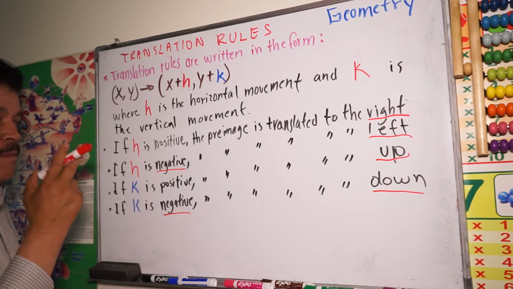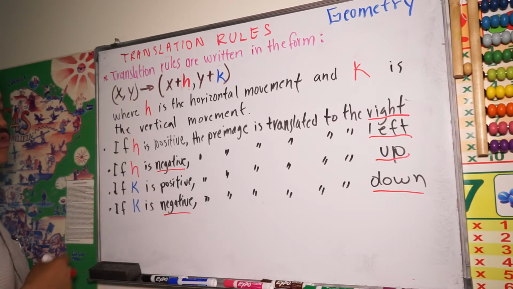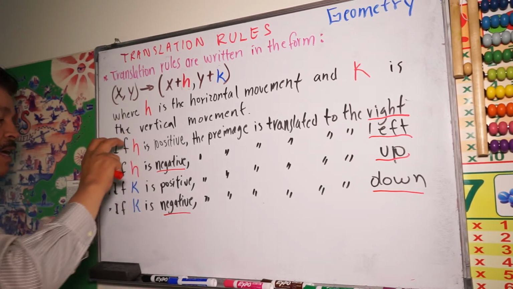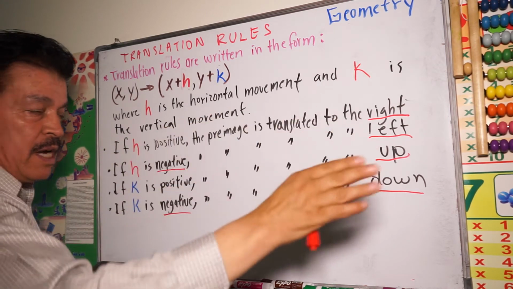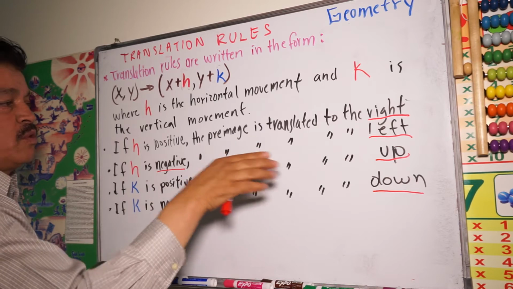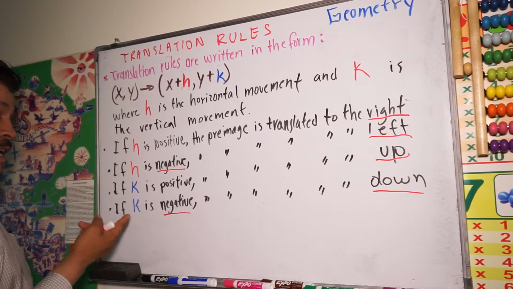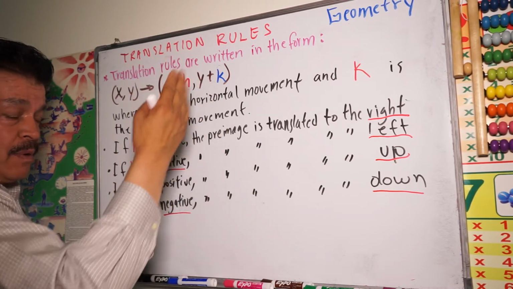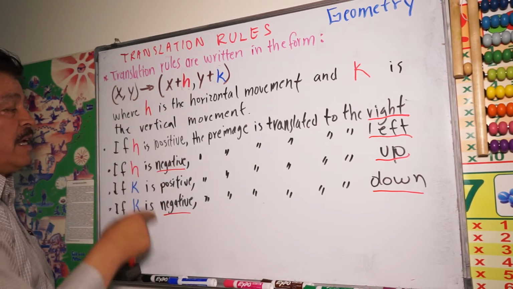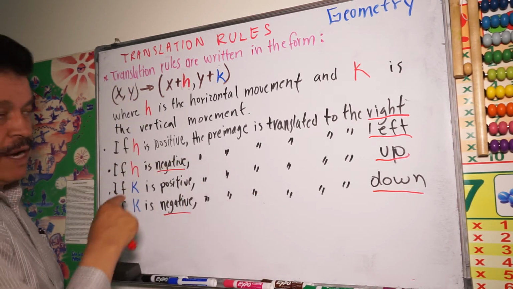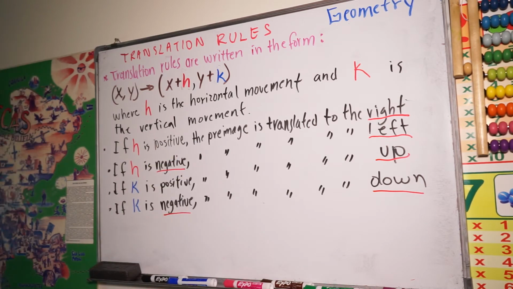This is the clue, or the main ideas, for translation rules. So we have h, we have k. When h is positive, move to the right. When h is negative, move to the left. When k is positive, then move up. When k is negative, move it down. So k moves up or down, and h moves left or right. All right, let's go.